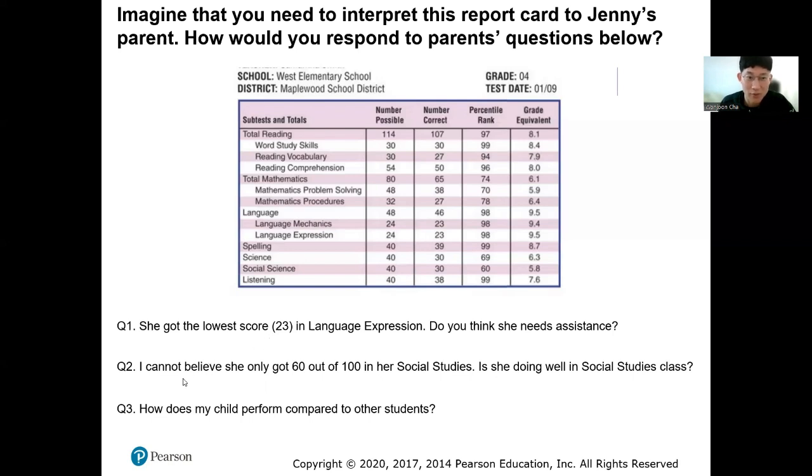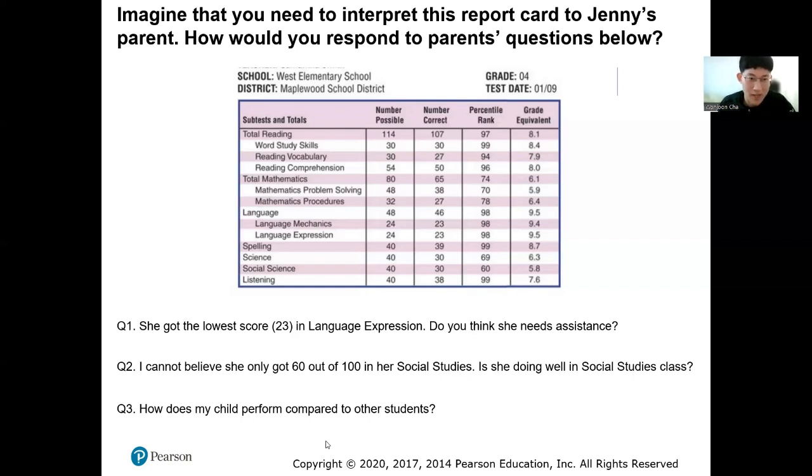After knowing that, the parents got a little relieved, but they got triggered by the 60, the low score. They ask, I cannot believe that Jenny only got 60 out of 100 in her social studies. Is she doing well in your social studies class? How would you comfort the parent? Well, I would point out that it's a percentile rank. So 60 does not mean that Jenny got 60 out of 100, but that she did better than 60% of her peers. So actually, she's doing better than the average. So I would say that she's doing well in social studies class. Although she's not excelling as in other subjects, I wouldn't point that out. I'll just comfort them that 60 in percentile rank means that Jenny did better than 60% of her peers.